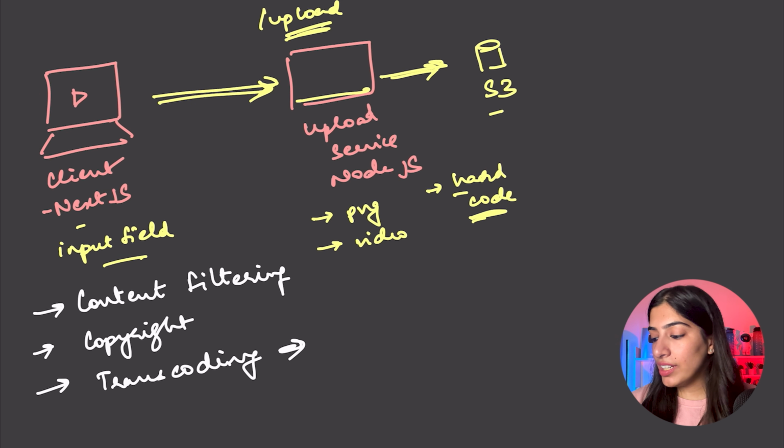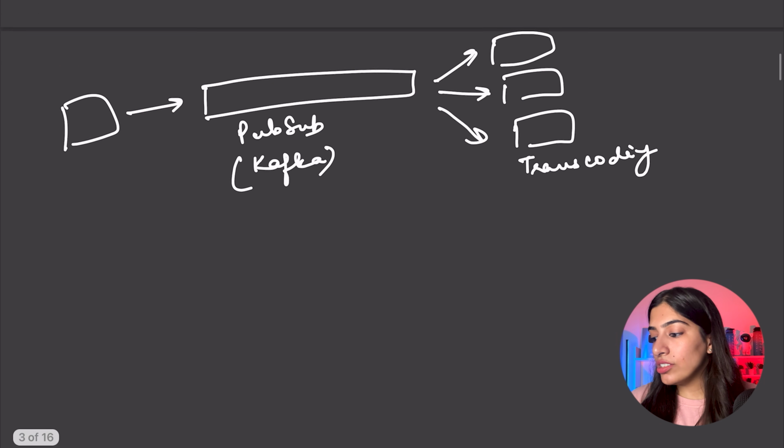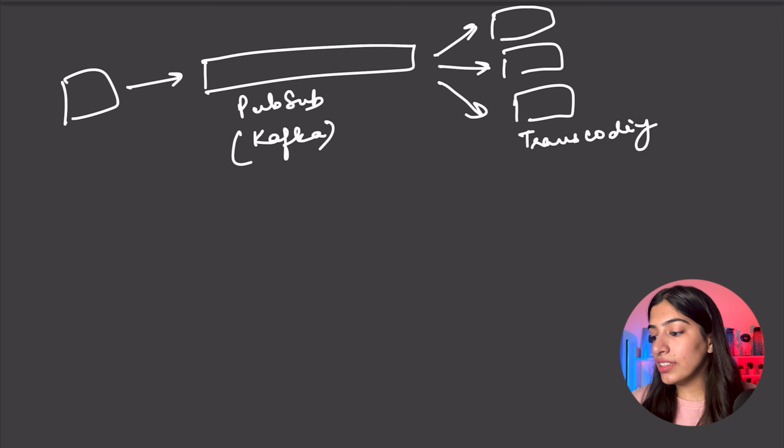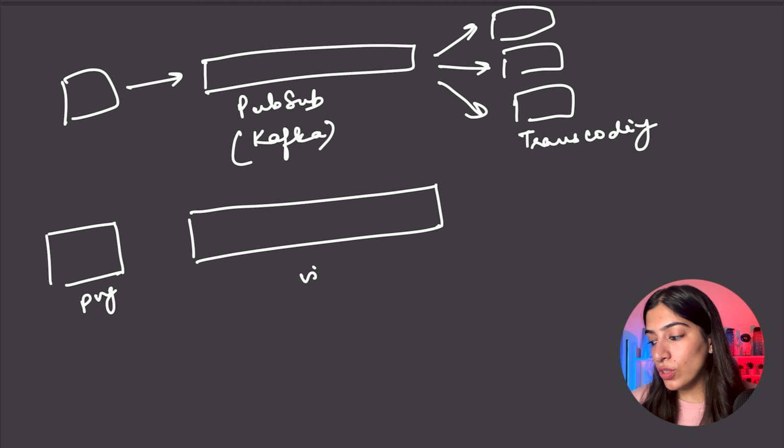That's it. When we did the first flow from client to upload to S3, we did it either for a PNG or for a small video. Now that you have understood auth and Kafka, the next thing you should be asking yourself is: what is the difference between a simple PNG or a small video, and what are the problems that will happen when there's a huge video?